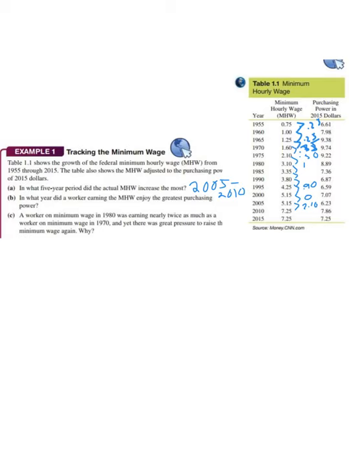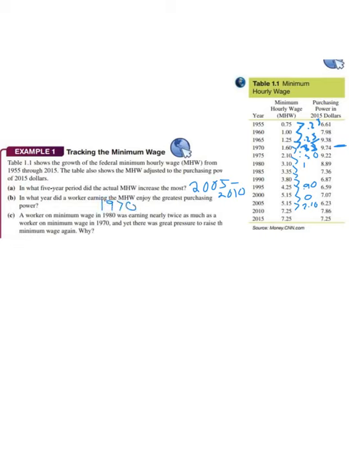All right, so the next question asks, in what year did a worker earning the MHW enjoy the greatest purchasing power? So here is another example of analyzing the table. You would go through and look at this table and find out when is the purchasing power in 2015 dollars worth the biggest. And that would be 1970, because 9.74 is the largest amount.